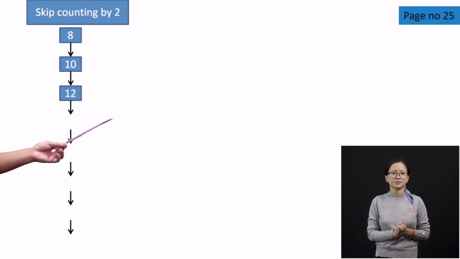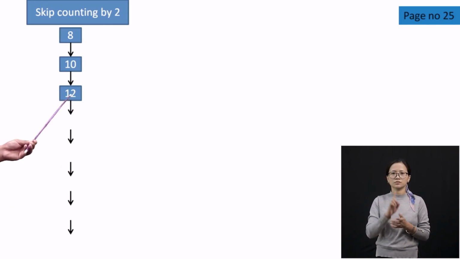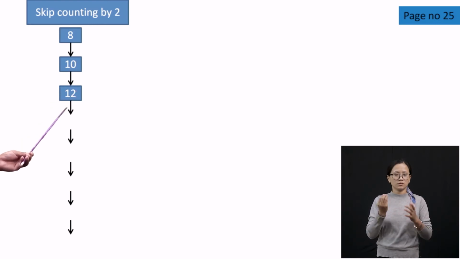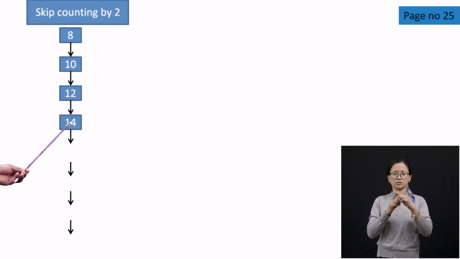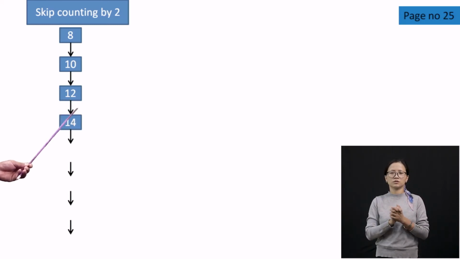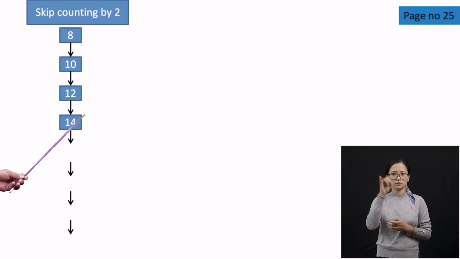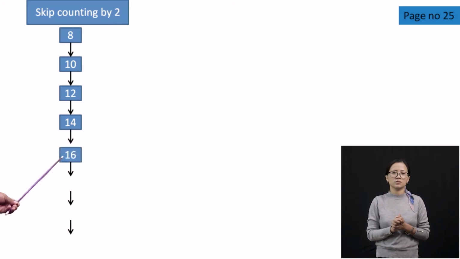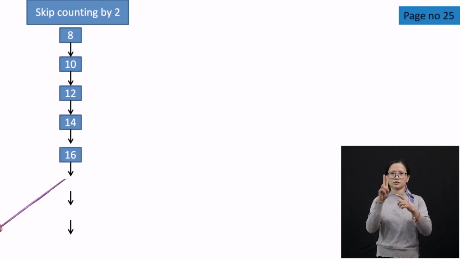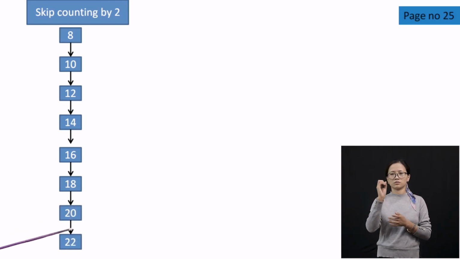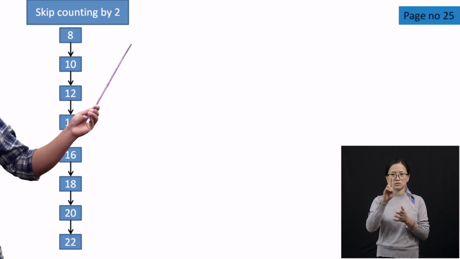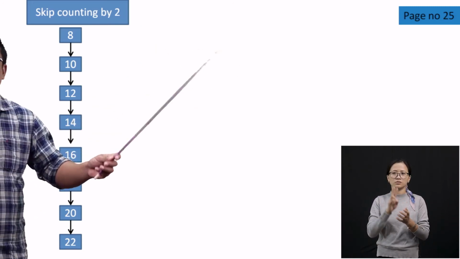So let's solve this. Now we have to skip count by 2. So I will add 2 to 12. If you add 2 to 12, you get 14. 14 plus 2, you get 16. 16 plus 2, you get 18. 18 plus 2, you get 20. 20 plus 2, you get 22. So when you skip count by 2, you keep adding 2 to every number.